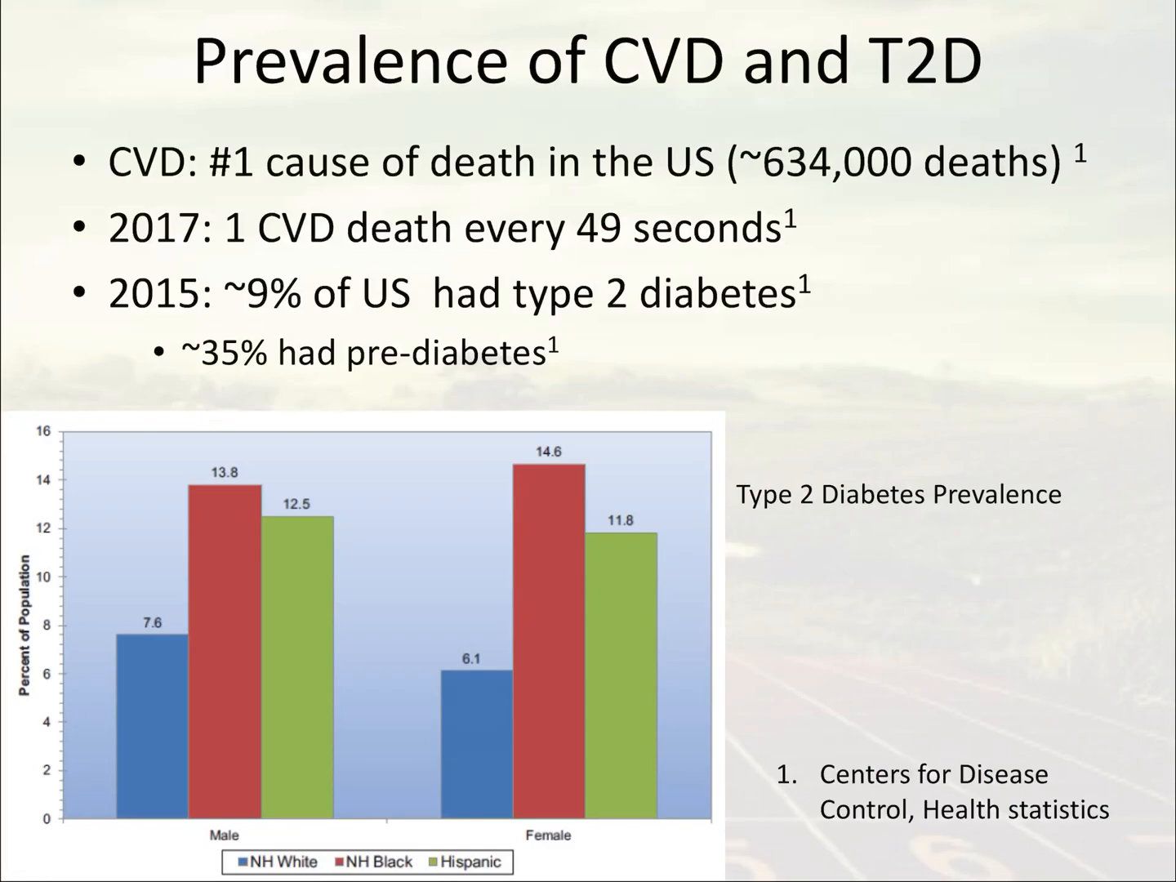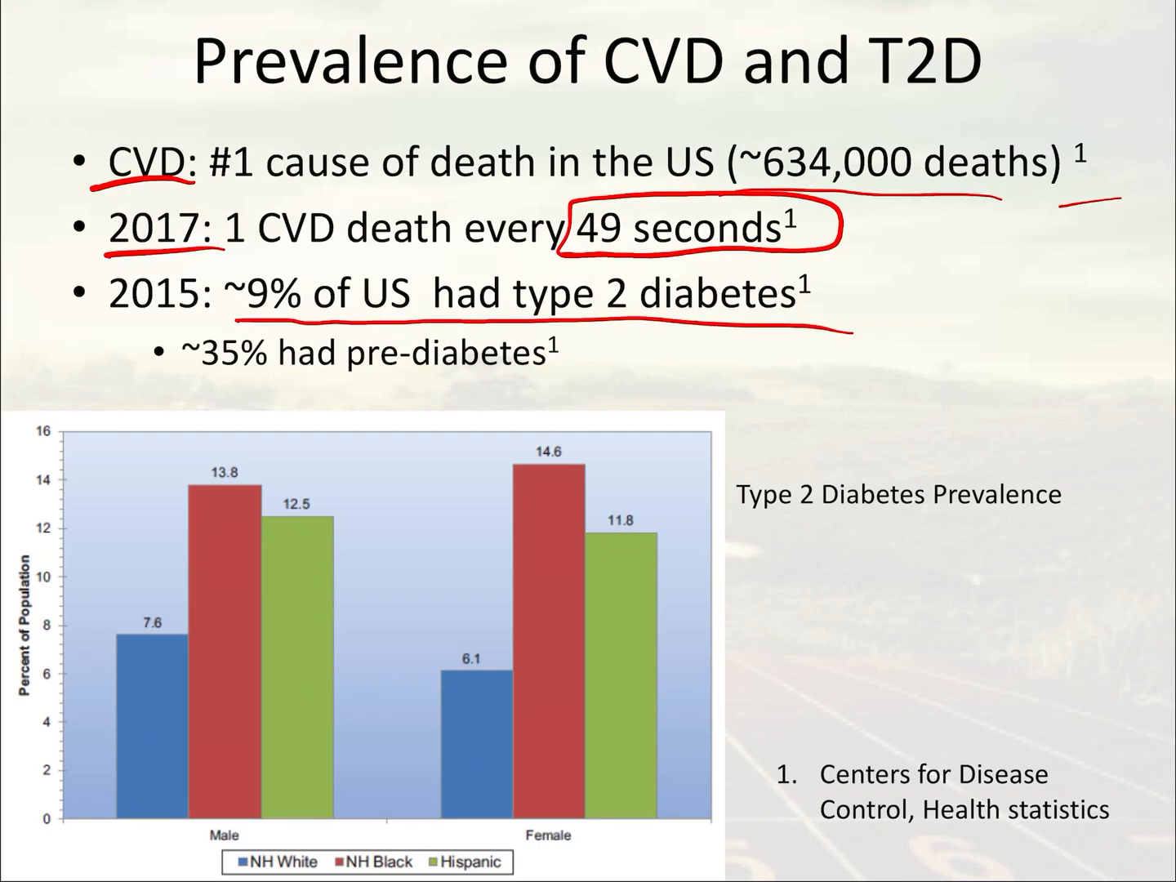So, number one cause of death in the U.S. is cardiovascular disease. In the U.S., the last round of statistics showed 634,000 deaths related to cardiovascular disease per year. In 2017, that was the latest stats that I had on this. That means one death every 49 seconds due to cardiovascular disease. In 2015, 9% of the population had type 2 diabetes, and actually 35% had what's called pre-diabetes. So huge numbers here for both cardiovascular disease and type 2 diabetes.